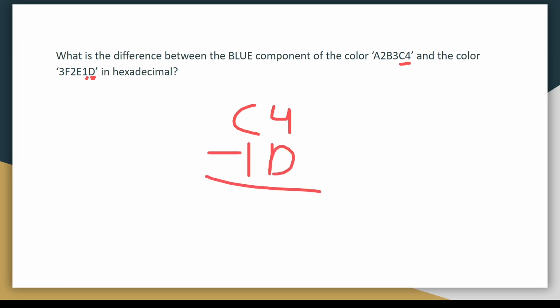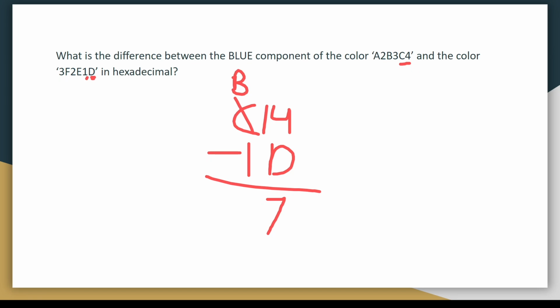So 4 minus D, we have to borrow. D is 13. So this becomes a B. This is 1, 4. And now D is 13. 1, 4. 1, 0 is 16. So it'll actually be 2, 0. So 2, 0 minus 1, 3 is 7. And remember, if it's lower than 10, then it'll be the same as decimal.